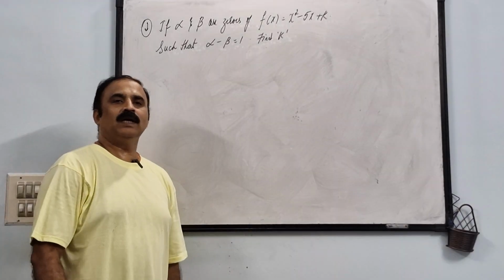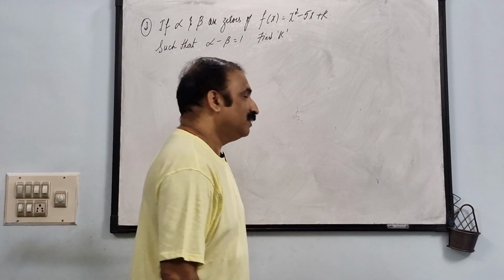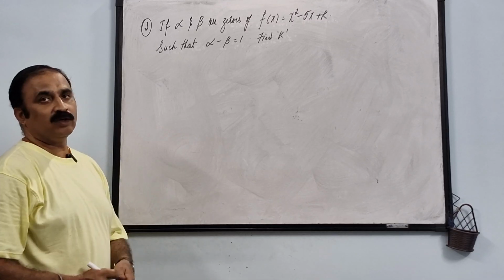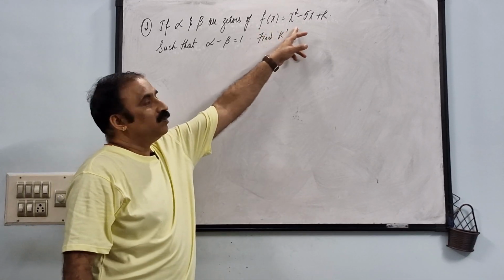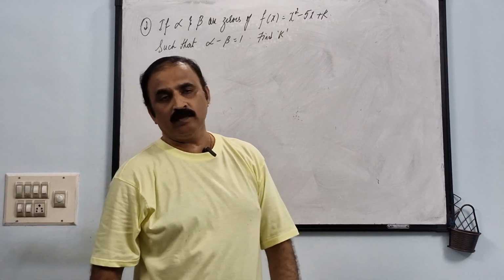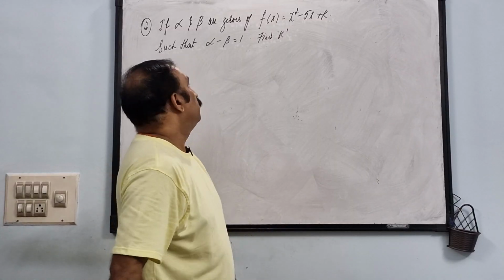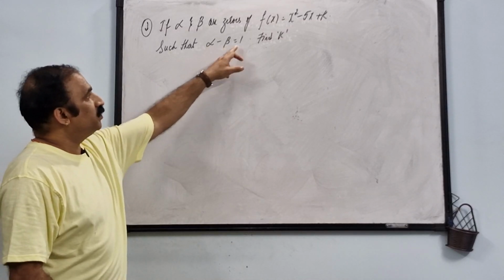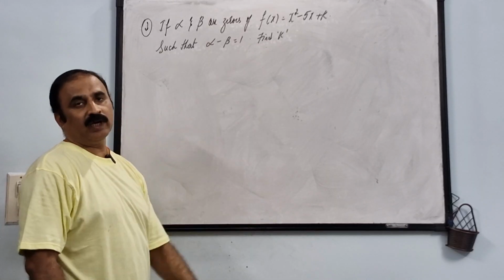Next chapter, that is polynomials. So we take up the equation. It says if alpha and beta are zeros of f of x, the equation is x square minus 5x plus k, you have to find the value of k. The condition which is given here is alpha minus beta is equal to 1. You have to find the value of k.